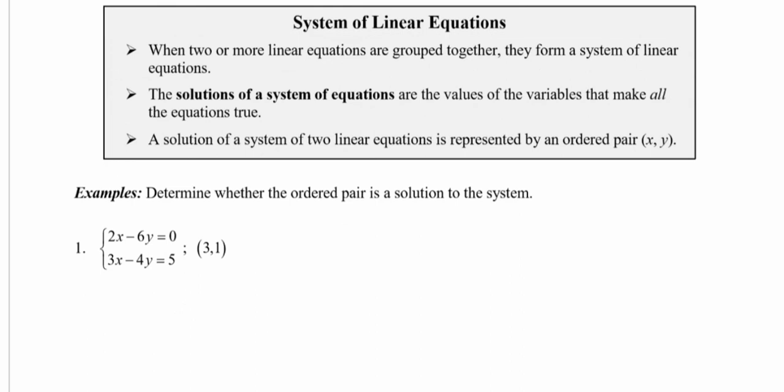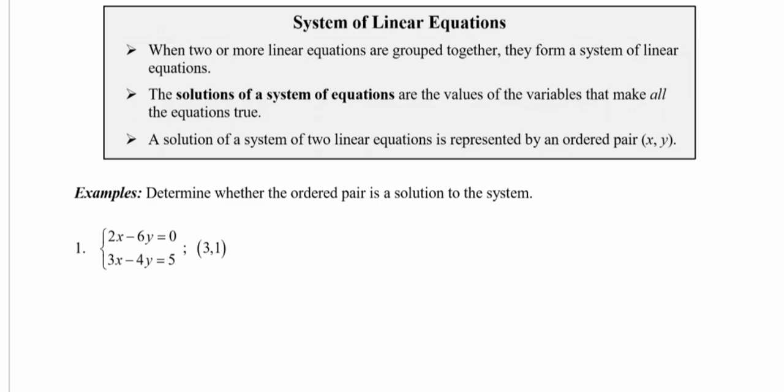So that's what a system is. It's when two or more linear equations are grouped together, we call that a system of linear equations. And when we talk about the solution to the system of linear equations, those will be the values of the variables that make all of the equations in the system true. A solution of a system of two linear equations is going to be represented by an ordered pair (x, y).